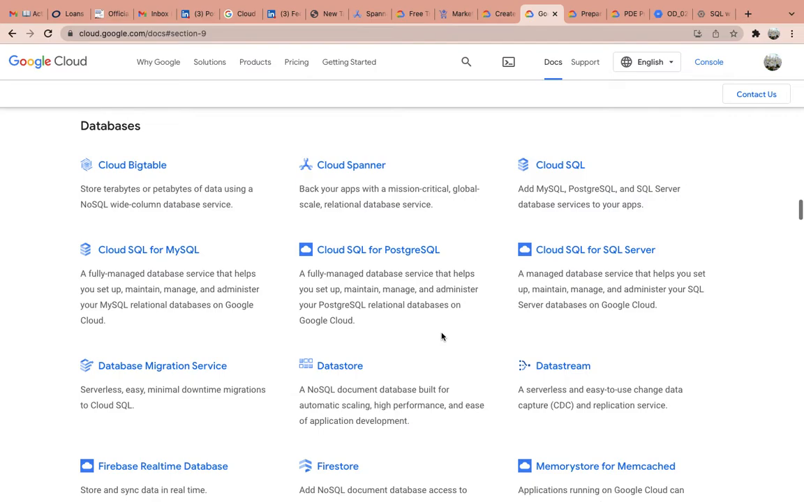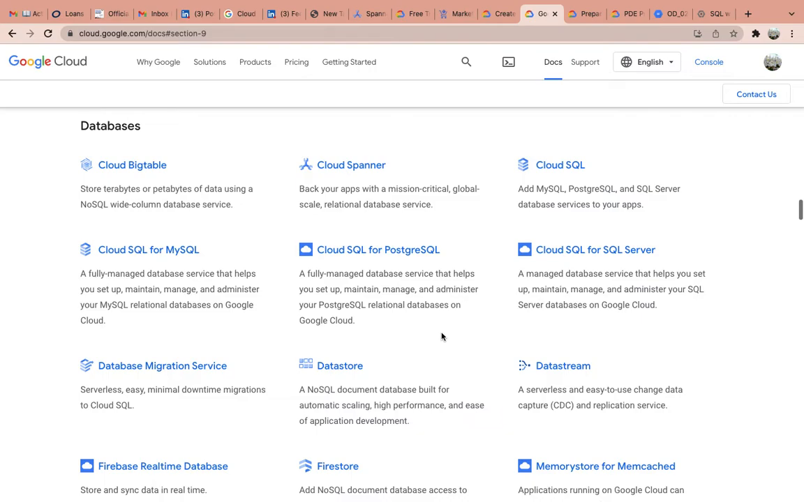And then you have Cloud SQL, with Cloud SQL for MySQL, Cloud SQL for Postgres, and Cloud SQL for SQL Server. Most likely, when you say Cloud SQL, it is MySQL. And then you have the Database Migration Service, which is also serverless, with easy, minimal-downtime migration to Cloud SQL.